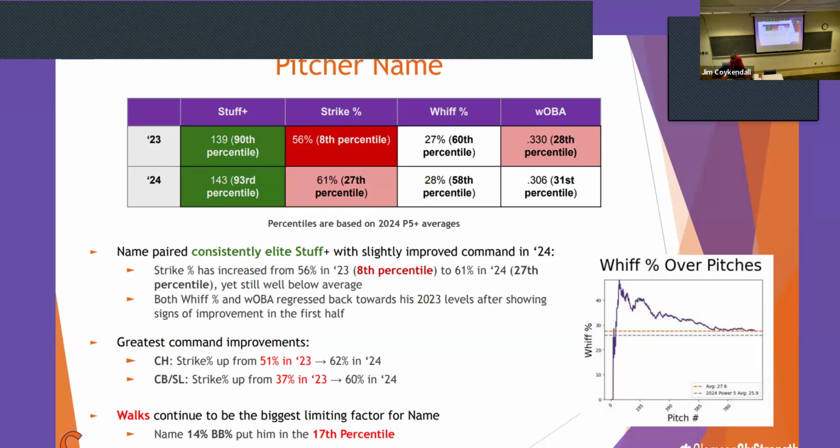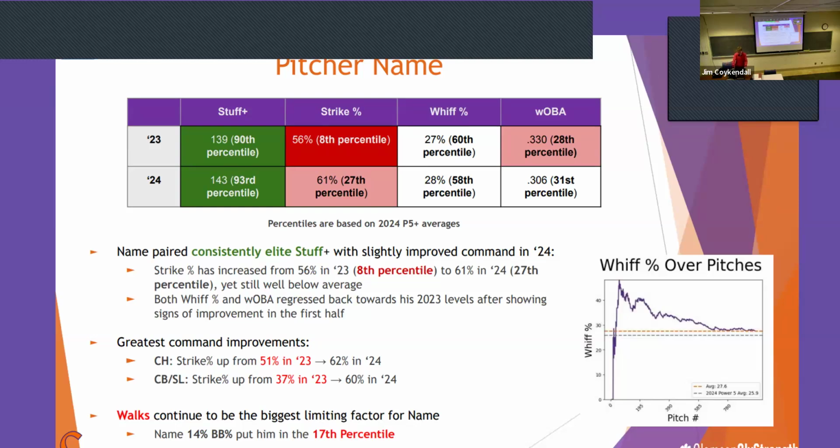In these charts, I think it's pretty intuitive that green is good and red is bad. And we show where they rank in the NCAA percentile, which I think is pretty cool. Then down here, we make our notes on the biggest things that stood out to us. For this guy, for example, we noticed that his command was a lot better than it was the year before, and that his walks were the biggest thing still holding him back.